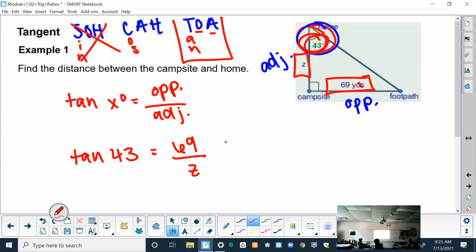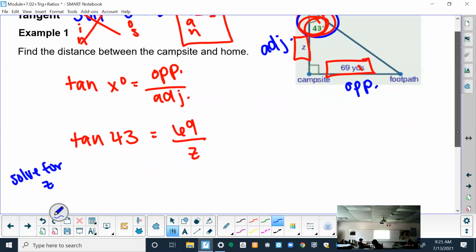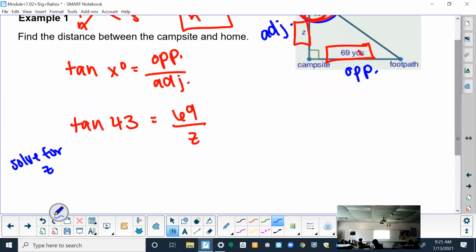All right, now we're going to solve for the missing part, so solve for Z. Notice Z is in the denominator. So how do I move stuff around? What would I move around first? Can I move the 69 first? How would I move it?